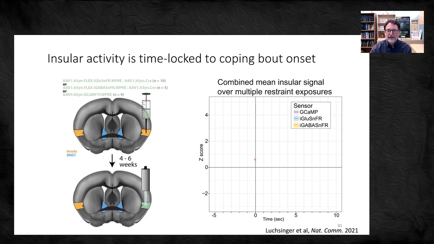Again, time 0 is the initiation of one of those active coping events as defined by DeepLabCut, the machine learning-based software. You can see that there is a substantial calcium transient in these insular cells that occurs with the onset of these active coping bouts. This is mirrored by a glutamate transient in these cells. And then, very interestingly to us, we saw the converse of that, that GABA was transiently decreased at these synapses. And I'd be happy to talk about that more during the panel discussion, perhaps.